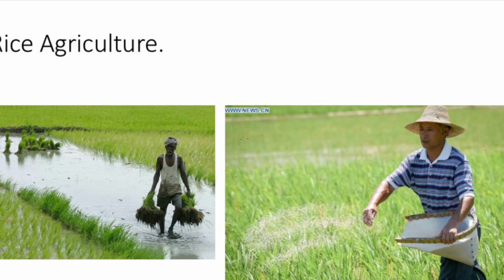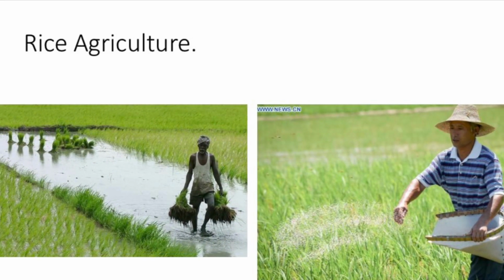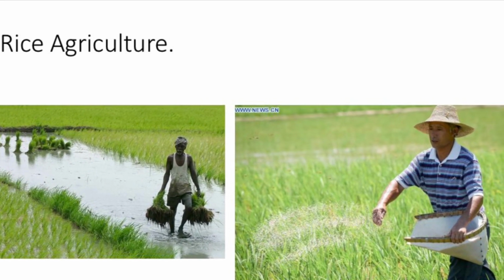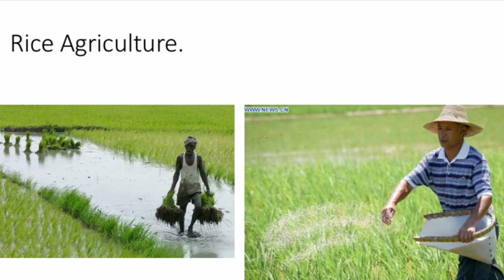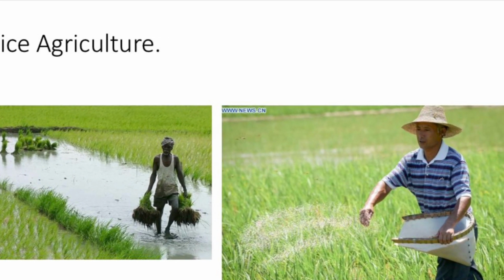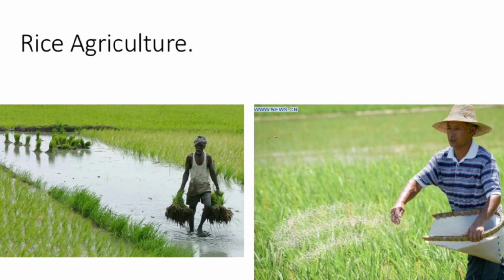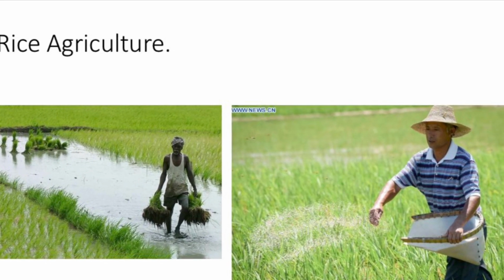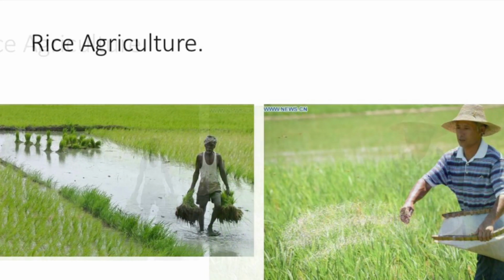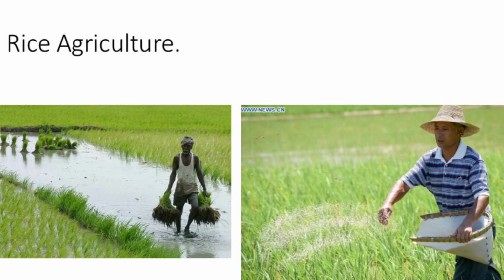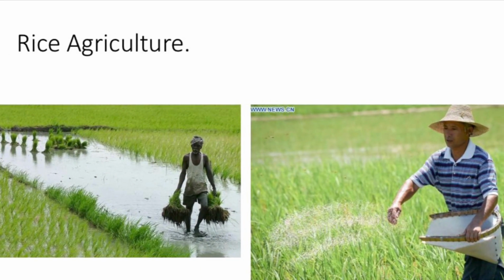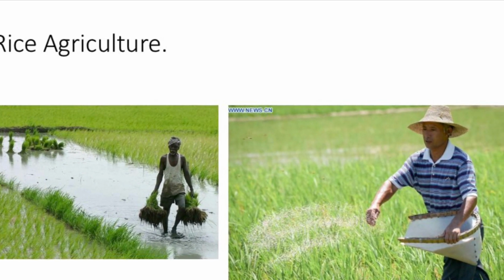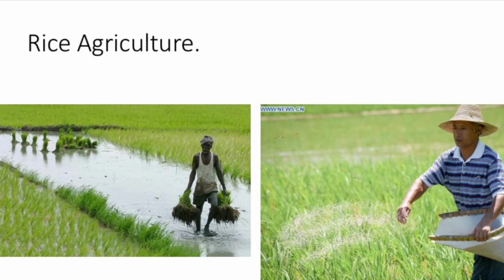Rice agriculture is significant. You can see here the picture of the Indian farmer with the Chinese farmer next to him. Rice cultivation demands a great deal of water. Rice is raised in plots called paddies, and the rice has to be wet, it has to be underwater. Its roots have to be underwater for it to sprout.